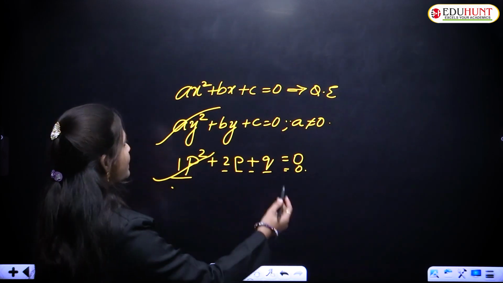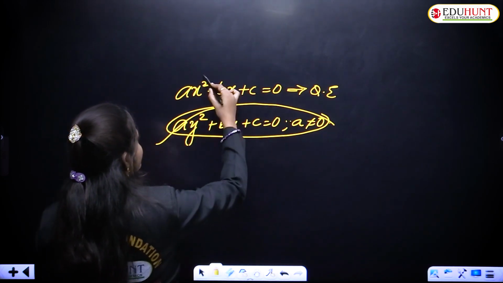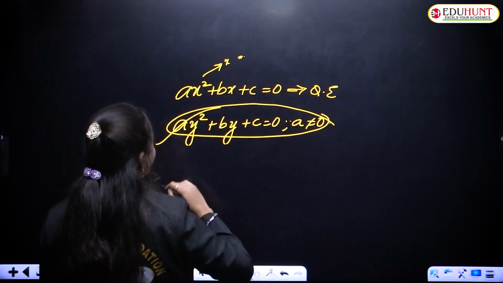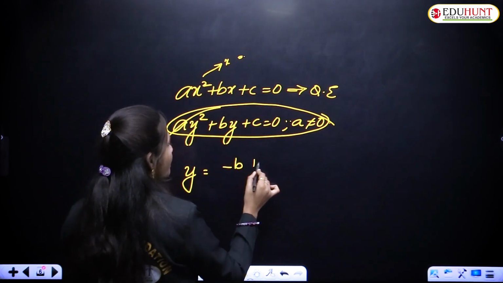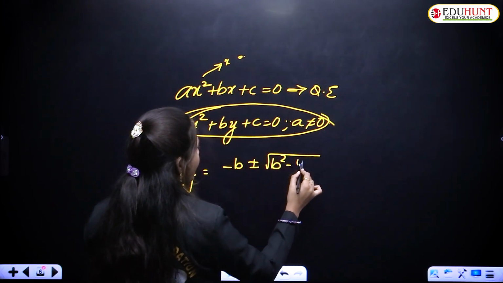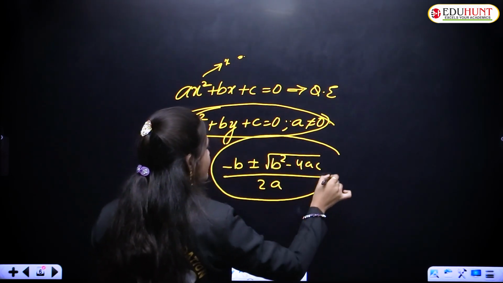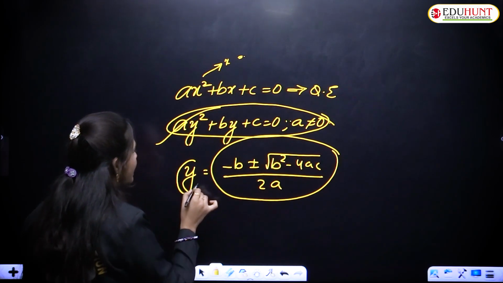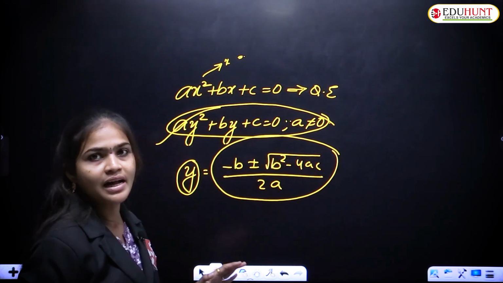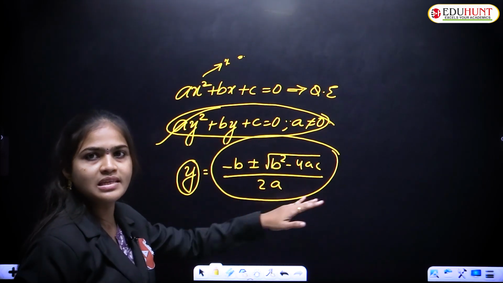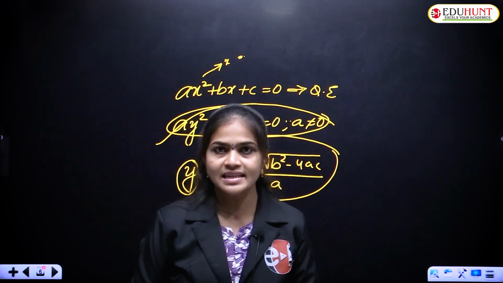So in that case, what is the formula for this one? Sridhar Acharya's rule, where we wrote x is equal to something. Here y is equal to minus b plus or minus square root of b square minus 4ac by 2a. So in that case also there is no change in the formula, we just have to change the variable. Whatever variable is given in the question, we use that variable, that's it. There is no change in the formula. Understand?